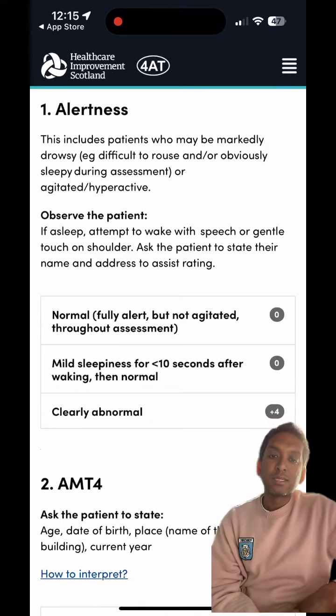The first A is a test of alertness. If the patient is obviously drowsy or obviously hyperactive, they score 4. If they are normal and alert, they score 0. You're allowed to be asleep as long as you're easily roused.